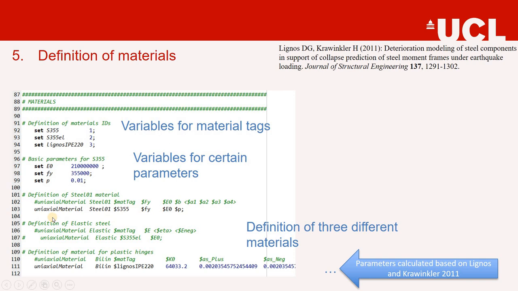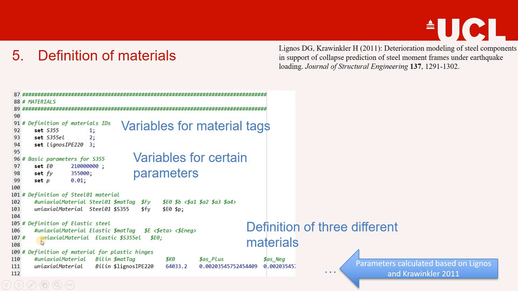So the first material that I'm defining here is a uniaxial material, Steel01. This material has a bilinear behavior, like we will see in a minute, and is defined first by a tag. Then the parameters that are required by this material are FY, modulus of elasticity, and hardening, and some other optional parameters that we're not going to use at this moment. Then we have the uniaxial material elastic, that is represented by S355L. That only requires the modulus of elasticity.